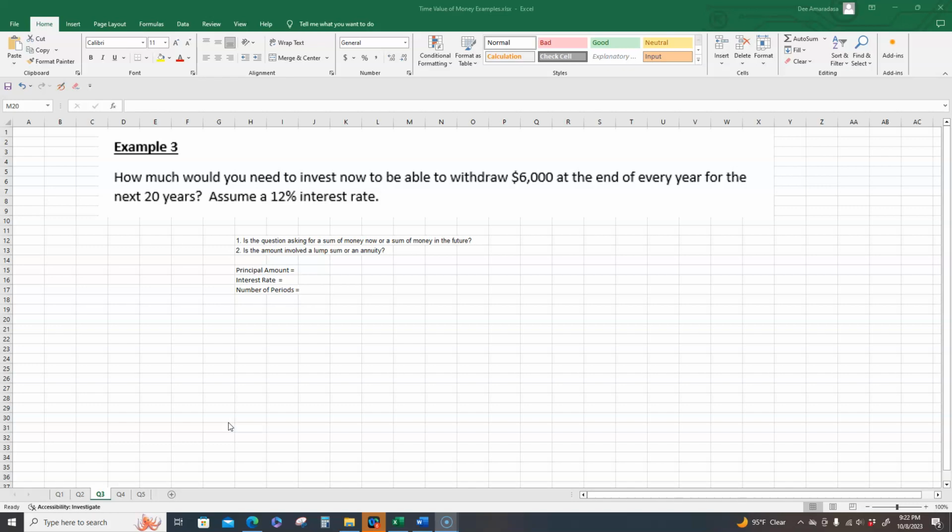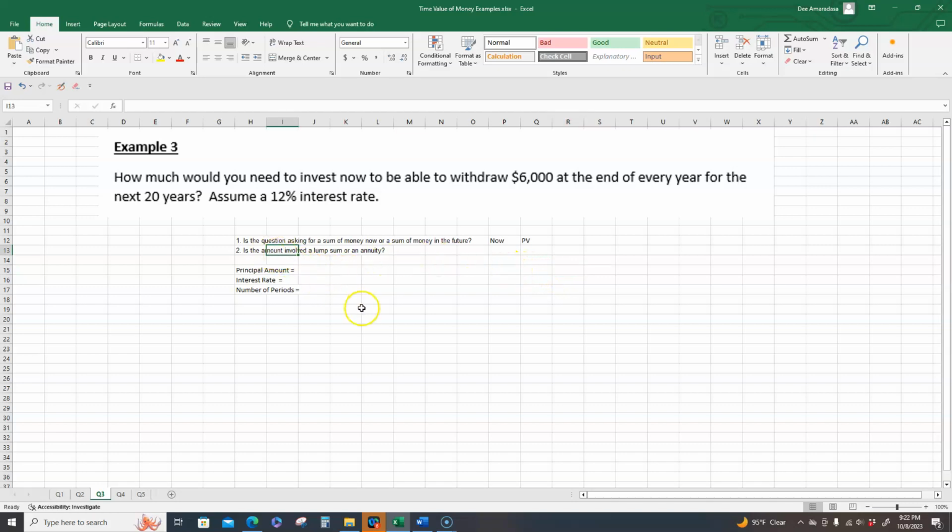So again, we go through a series of questions before we go ahead and determine which formula to use. First question is a question asking for a sum of money now or a sum of money in the future. It's asking for a sum of money now. It says, how much money would you need to invest now to be able to withdraw $6,000? So the answer is now. The next question is, and again, if it's now, you know that we're going to be using present value, right? If the answer is future, we will use future value.